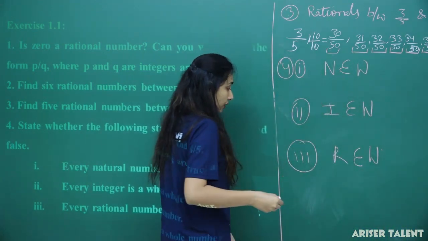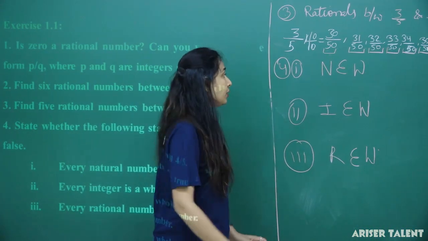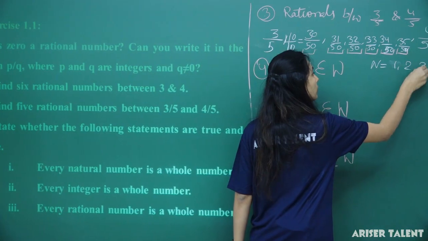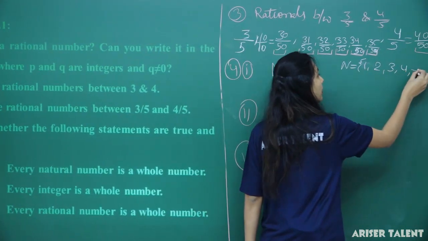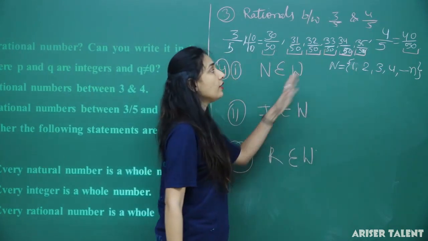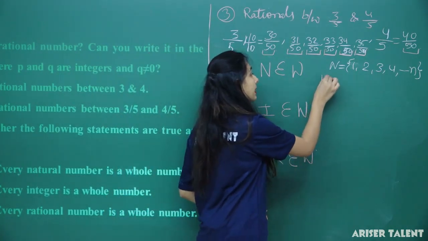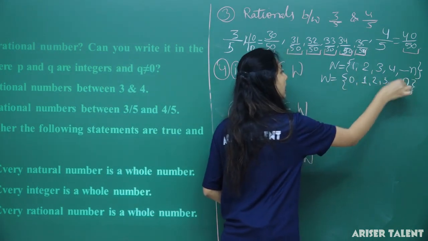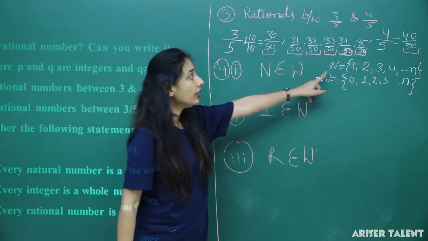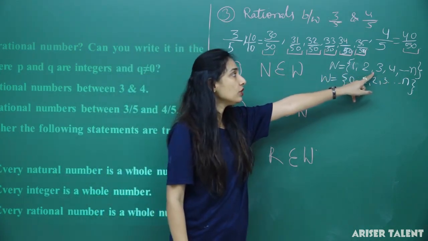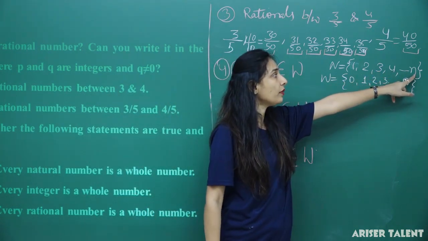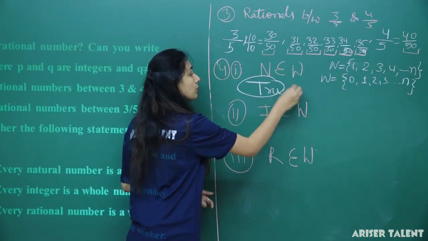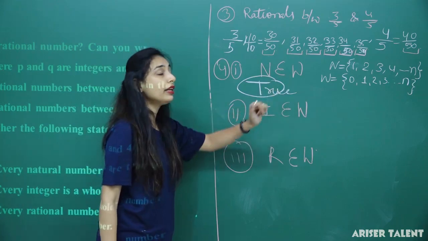Okay. So come here. Every natural number is a whole number. Now what is a natural number? Natural numbers are counting numbers only, not 0 but 1, 2, 3, 4, 5 and so on till n. This is the set of natural numbers. The whole number set is what we get if we include 0 in this set, till n. Now every natural number, 1 is a whole number, 2 is a whole number, 3 is a whole number, any number from n is a whole number. So this is true. Yes, every natural number is a whole number.